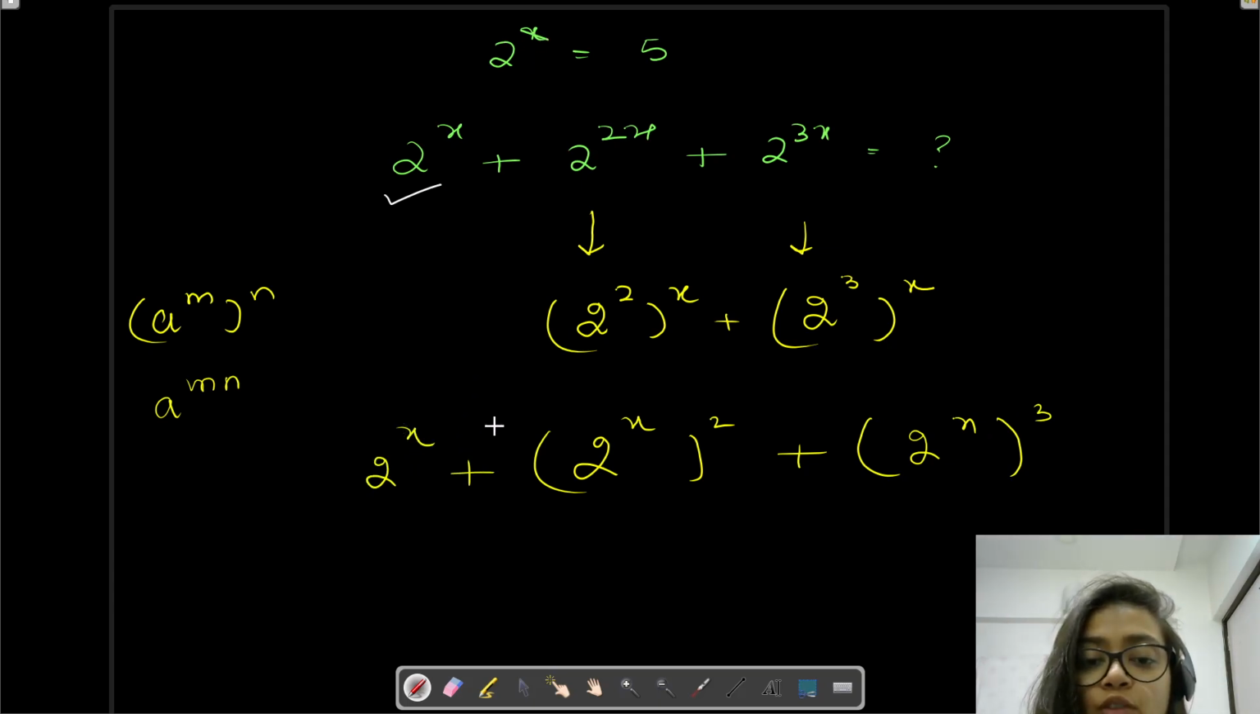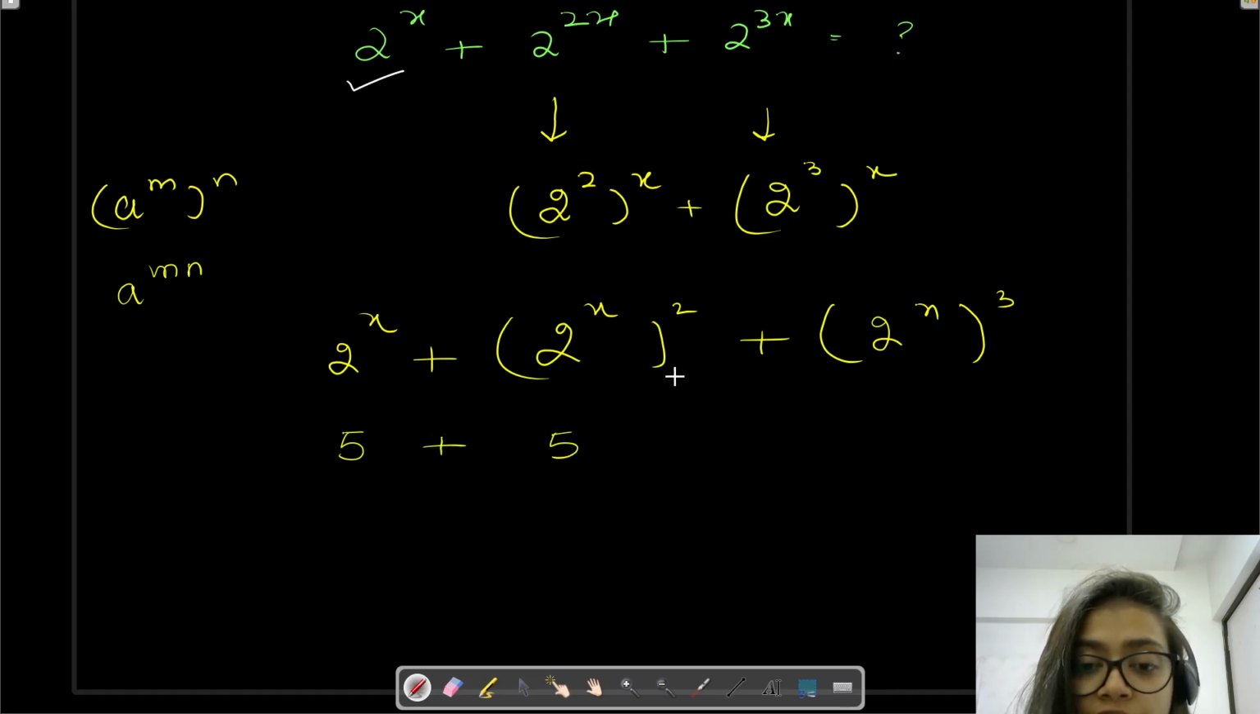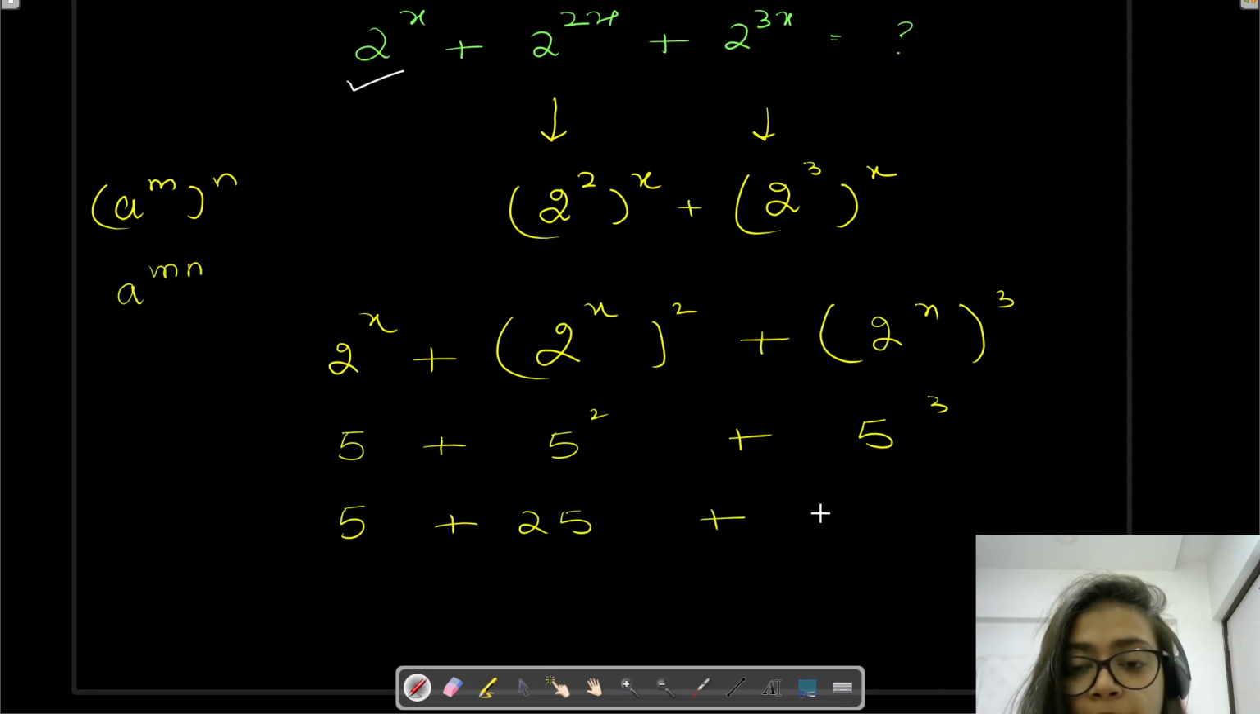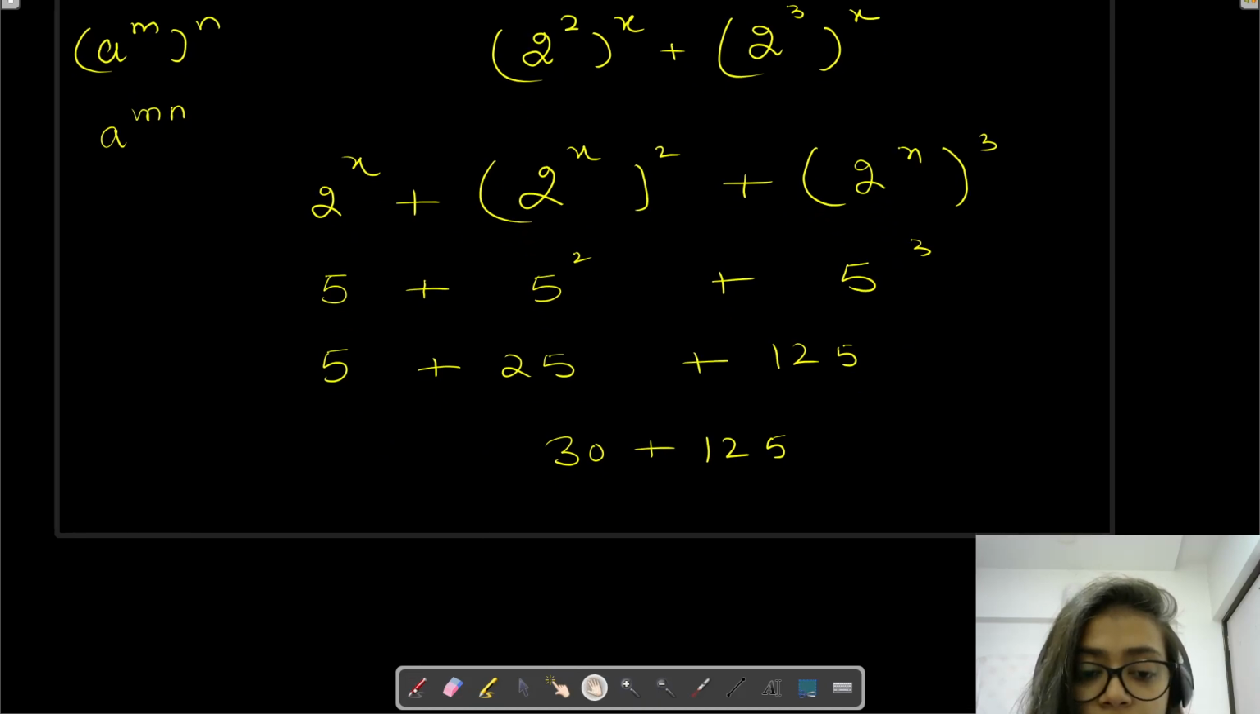And now I know the value of 2 raised to x is 5. So I'm going to substitute the values. So we get 5 plus 2 raised to x is 5 whole square, 2 raised to x is 5 whole cube. So 5 is 5, 5 square is 25, 5 cube is 125. 5 plus 25 is 30, 30 plus 125, it's 155.